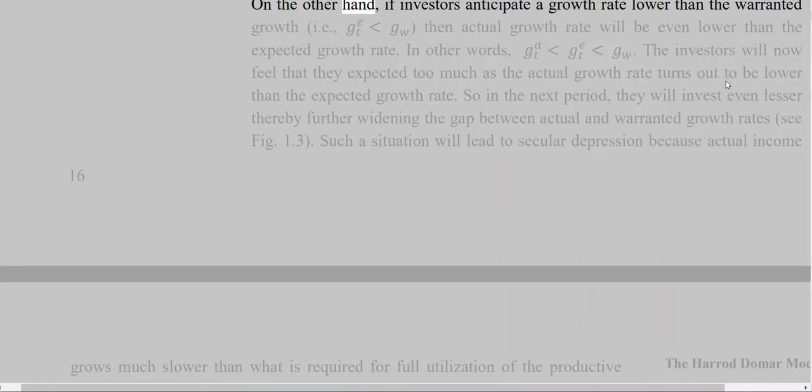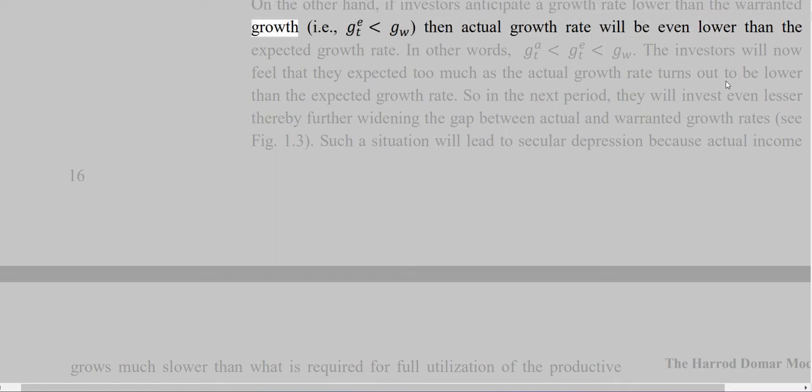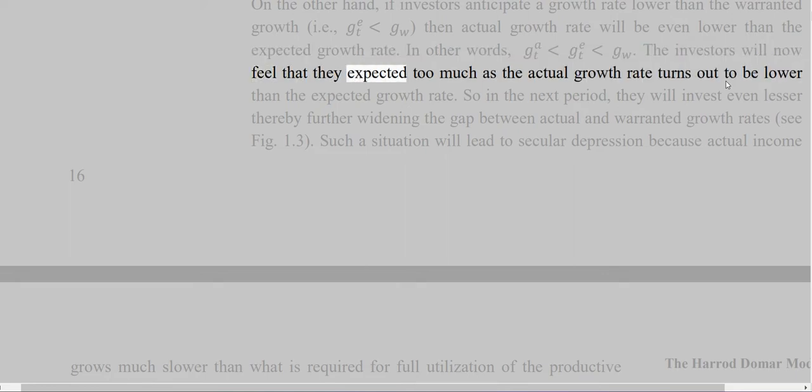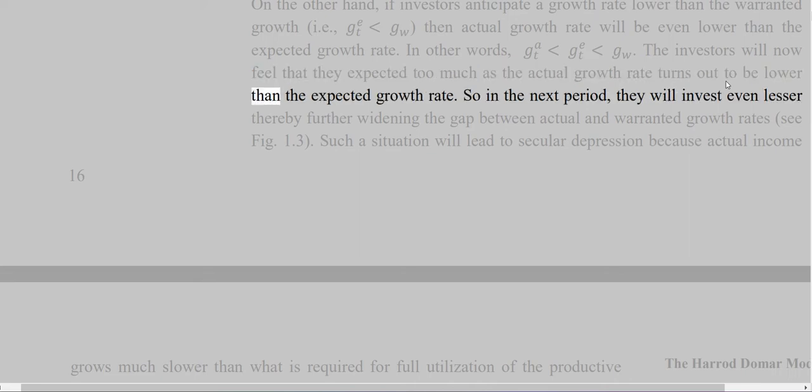On the other hand, if investors anticipate a growth rate lower than the warranted growth rate, then the actual growth rate will be even lower than the expected growth rate. In other words, the investors will now feel that they expected too much as the actual growth rate turns out to be lower than the expected growth rate.